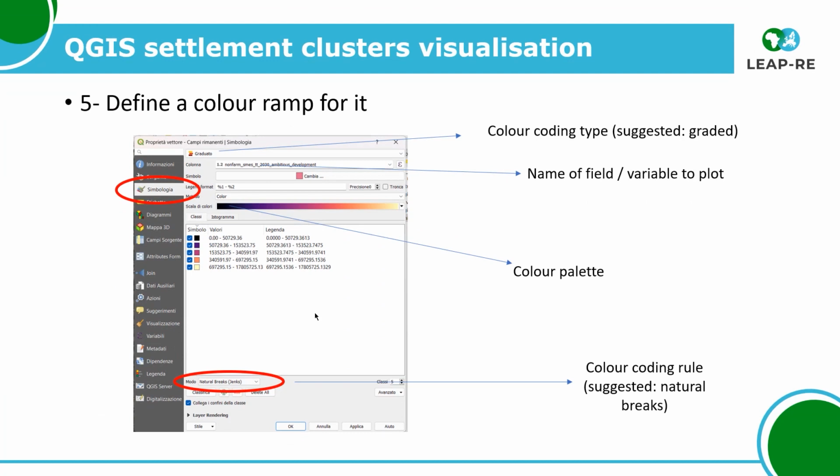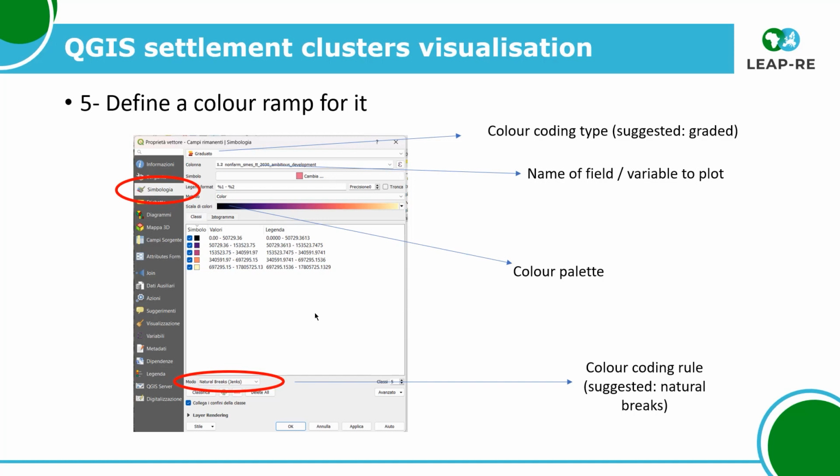Once we select Properties, we will be prompted with this new window where we should select the Symbology option, a set of options where we can define the colors and criteria such as the color coding type, which, given this variable is numerical, I recommend setting to graded. And then also the name of the field or variable to plot. In this case, we just saved one from the old list. So we will select it and it's going to be likely the only one.